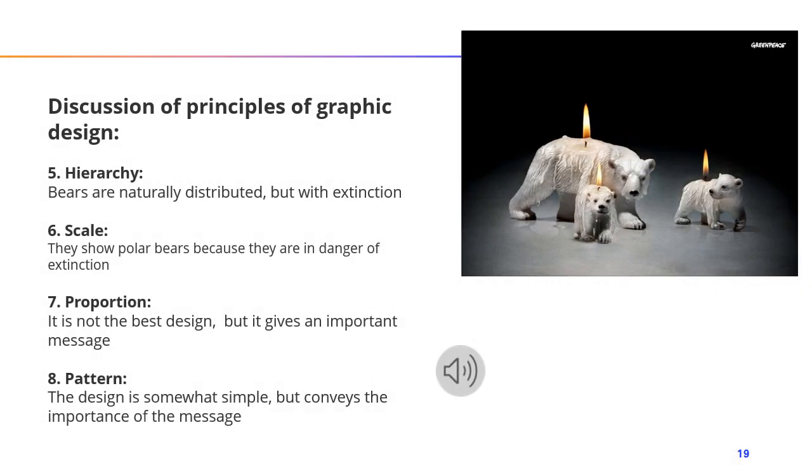The hierarchy is that the bears are naturally distributed, but with the message of extinction. The scale is they show polar bears because they are in danger of extinction. The proportion: the image doesn't have the best design, but it gives an important message. And the pattern is that the design is something simple but conveys the importance of their message.